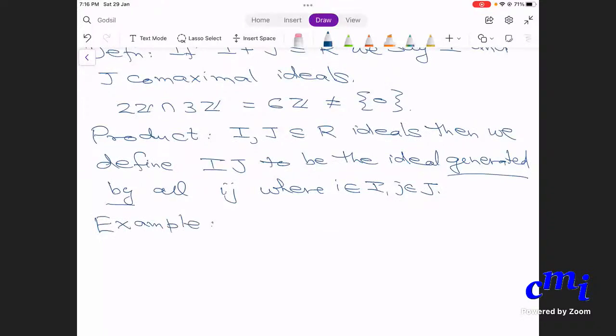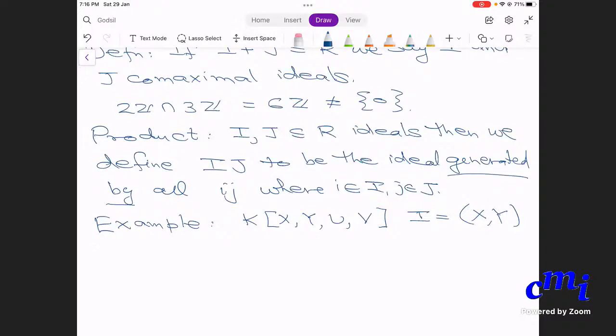So let us take the polynomial ring in 4 variables, x, y, u, v. This is a ring, right? K is a field. I'm taking a polynomial ring in 4 variables over this field. So in this, I want to consider the ideal I, which is generated by x and y. That means all polynomials which can be written as x times some polynomial plus y times some other polynomial.